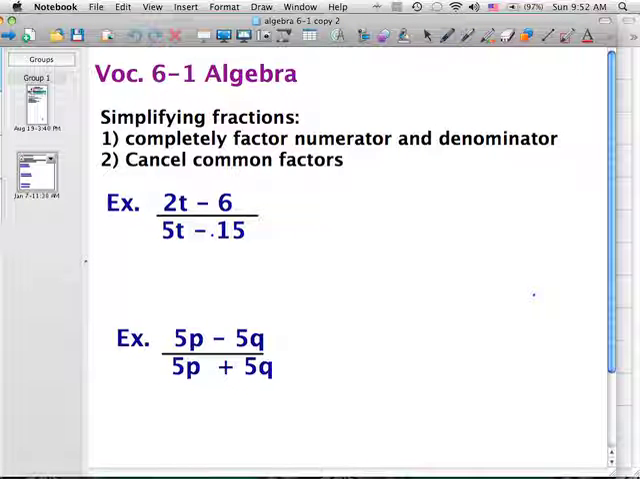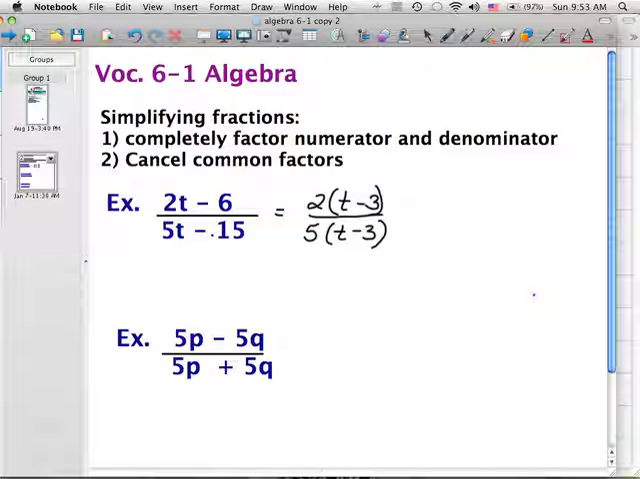So this numerator here, you pull out your greatest common factor and you have 2 times t minus 3. The denominator, pull out the 5 and you have 5 times t minus 3. So the t minus 3, the whole thing, can be canceled out. That's a factor, not parts of it, the whole thing. So your answer is 2 over 5.